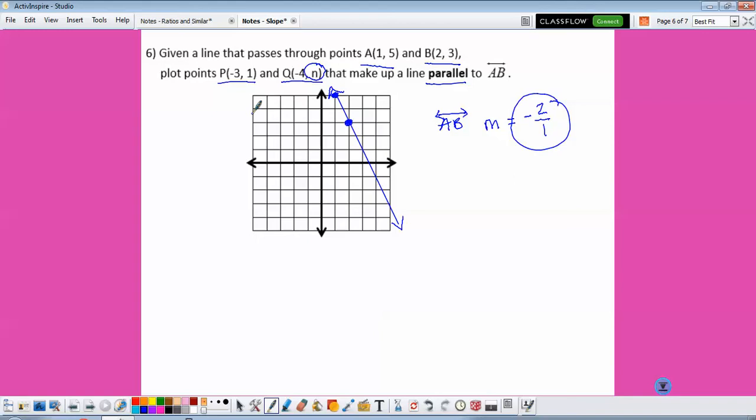So I'm going to plot -3, 1. And I know from there I'm going to go down 2 and right 1. And I can also go up and left. So we want the coordinate on there that has an x value of -4. So 1, 2, 3, 4. That's this coordinate right there. What is that y value? It's 3. So n equals 3.